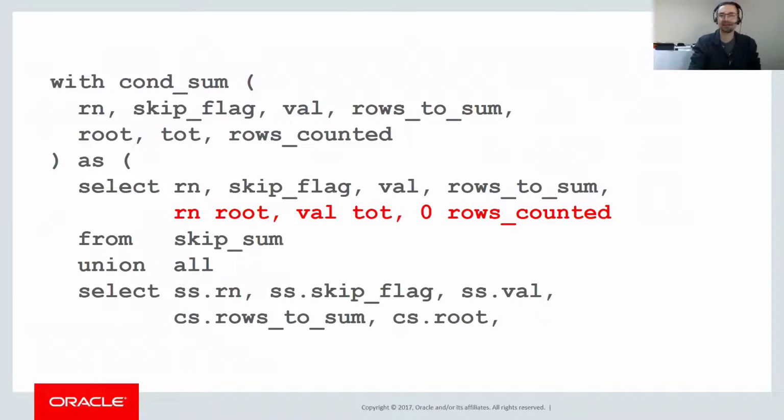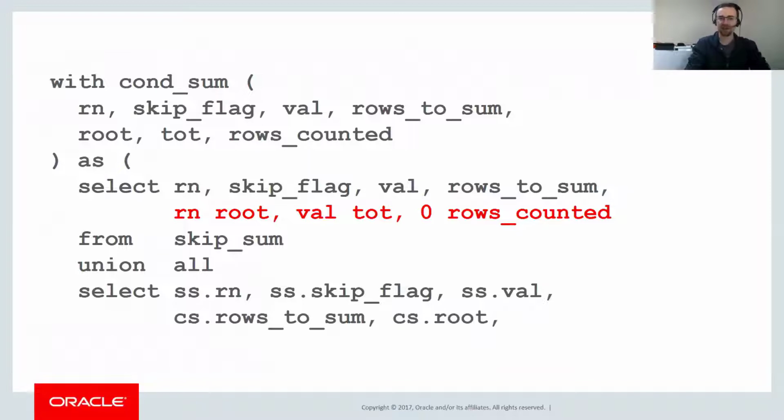And I'm adding in some of these extra columns. So for each one, we want to know which was the root, which row did we commence building the tree from, the running total, and how many rows we've counted so far. How many have we included in our running total? So those two columns are going to be the interesting ones here. So that starts us off.